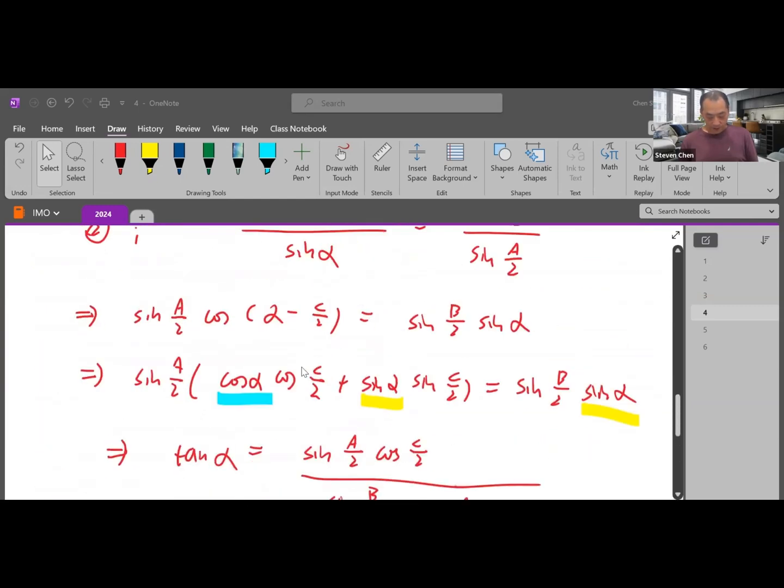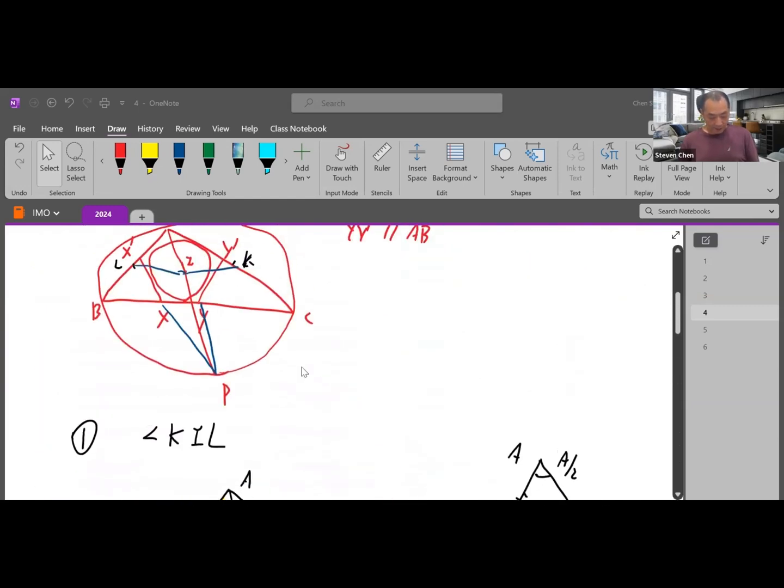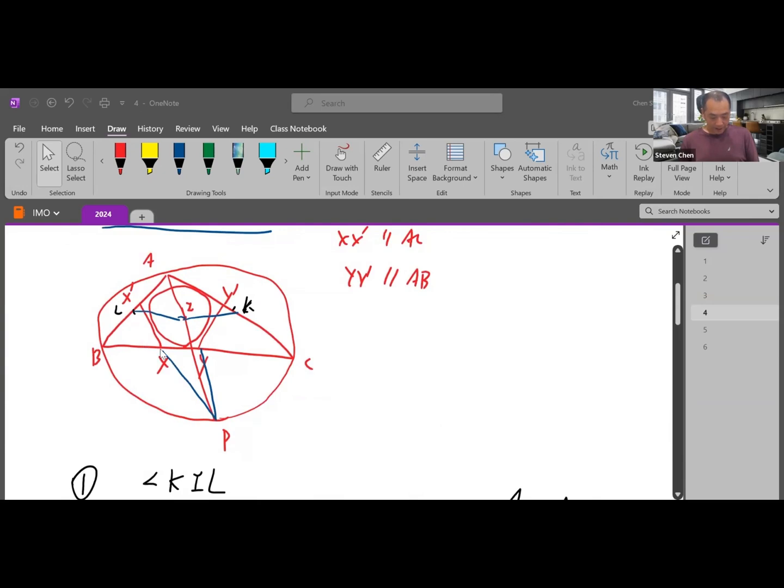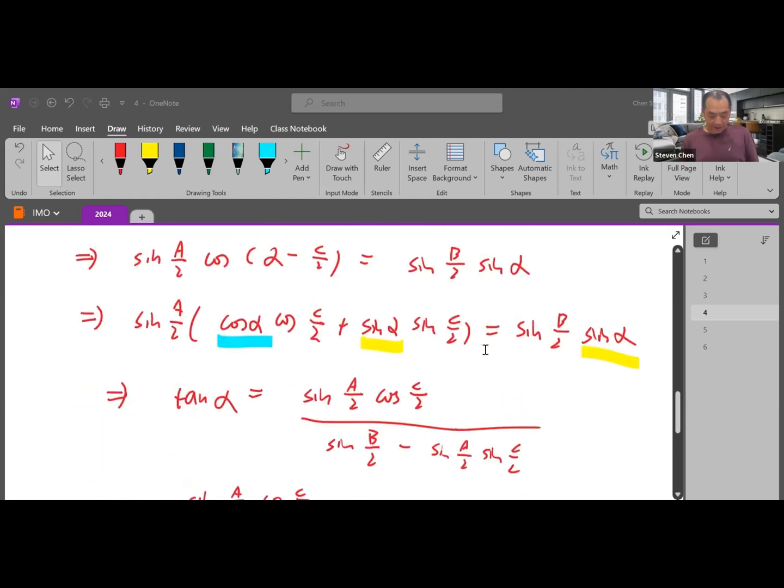Next, let's analyze the second part of angle XPY. So let's first think about how it is constructed. First, let's understand what point P is. Actually, I'm claiming that point P is the midpoint of arc BC. Why is this the case? Let me take out that component for you.